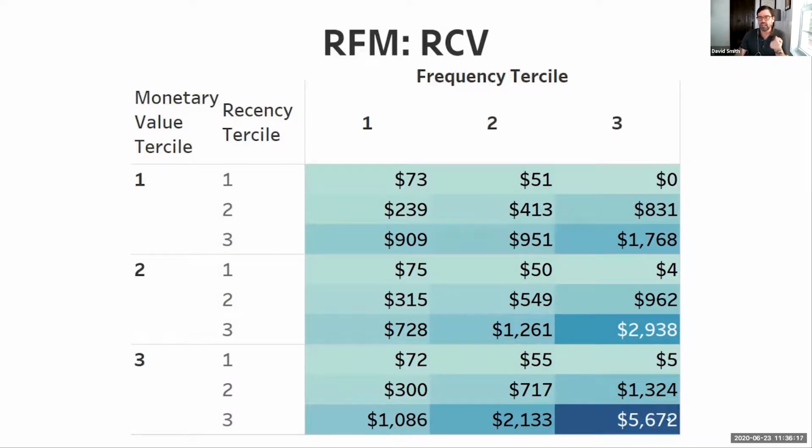And as we can see, this is the customers with the most residual customer value. The average customer in that little square is worth over $5,600 to us. Now, in comparison, if you look at the 111, this customer is worth $73 to us. So it's a big differential between the top levels and the bottom levels.